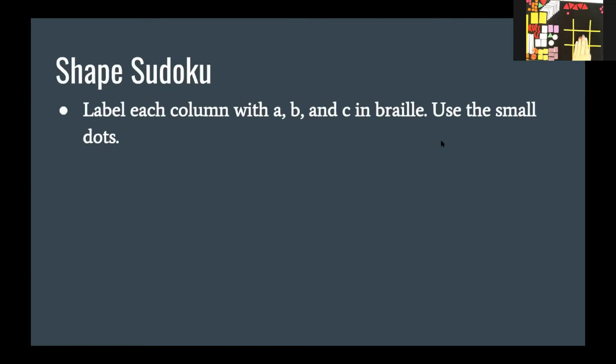Above the middle column, we're going to put two small dots to make the letter B in Braille. The letter B in Braille is two dots on top of each other. So the two dots will go vertically. Very good. I see Kento has it.